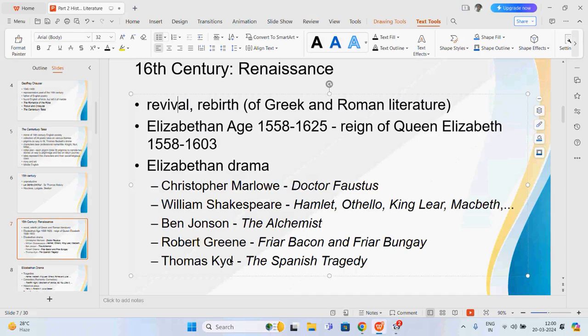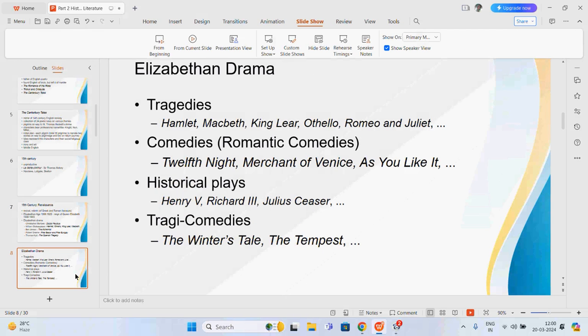About Elizabethan drama, you have some dramatists listed there. I have listed 5 names here and 1 or 2 representative works by these dramatists on the right hand side. Then, as I'd already told you, in this age we have a great flowering of drama as well as poetry. We look specifically at Elizabethan drama, and I have concentrated only on Shakespeare because Elizabethan drama is rich in various plays written by Shakespeare. Shakespeare wrote tragedies, comedies, historical plays, tragicomedies. Some examples for each of the categories are given on your screens.